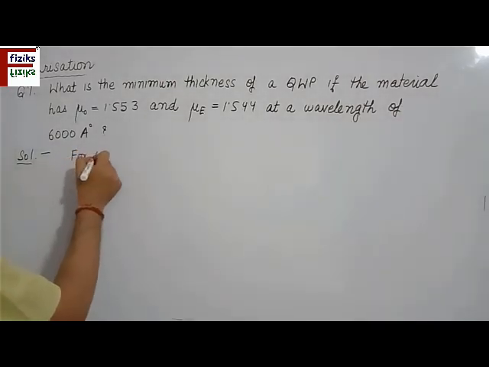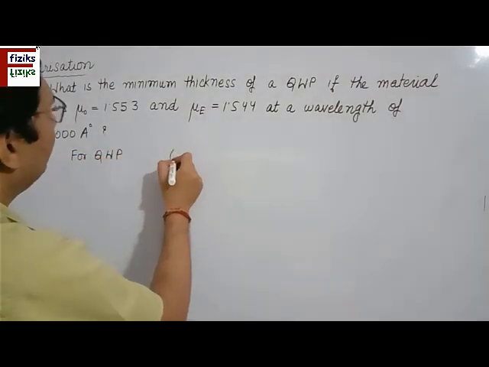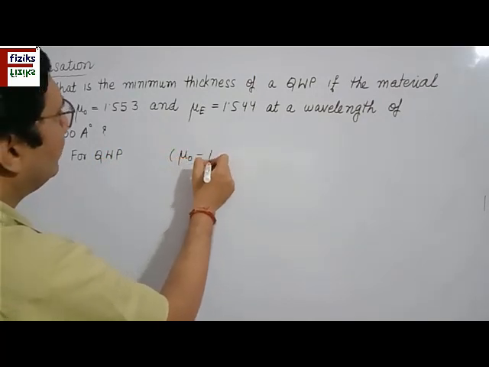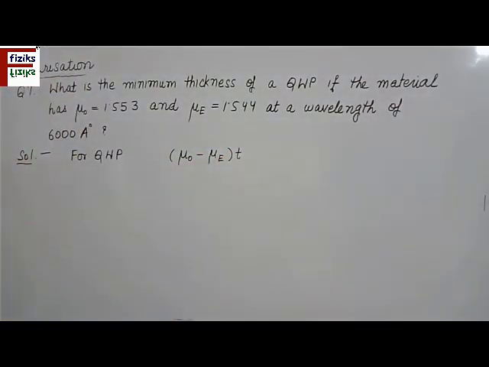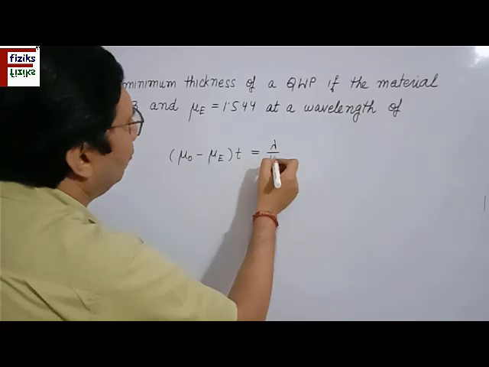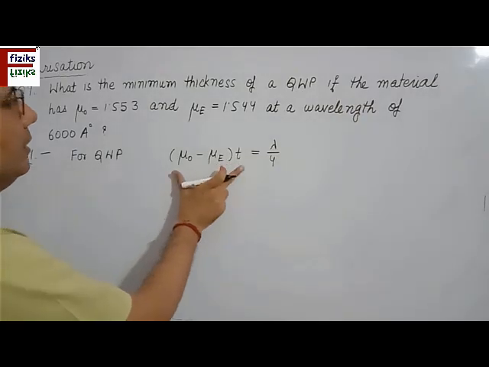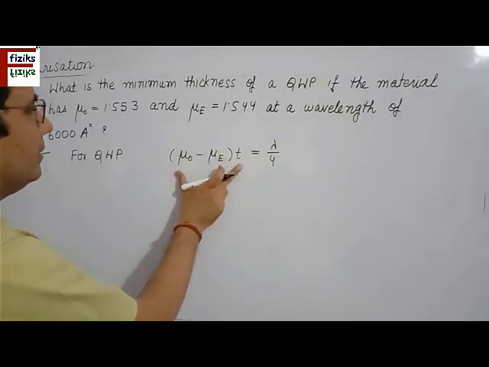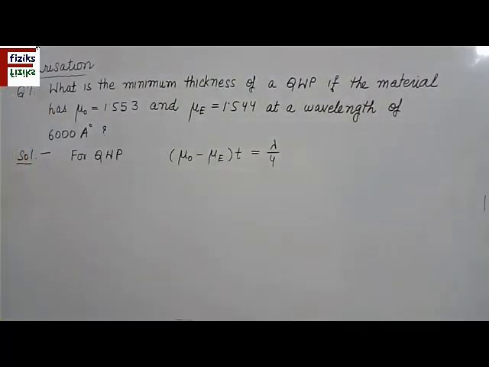For quarter wave plate, (mu O minus mu E) into T, this is the optical path difference covered by O ray and E ray in the quarter wave plate. This should be equal to lambda by 4. So this is the formula for quarter wave plate for minimum thickness. So (mu O minus mu E) into T, this is the path difference that is traveled by O ray and E ray respectively, and this should be equal to lambda by 4. Then this plate of thickness T will start acting as a quarter wave plate.